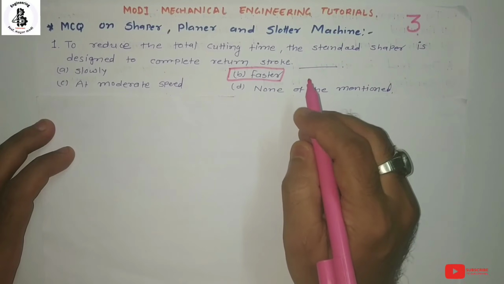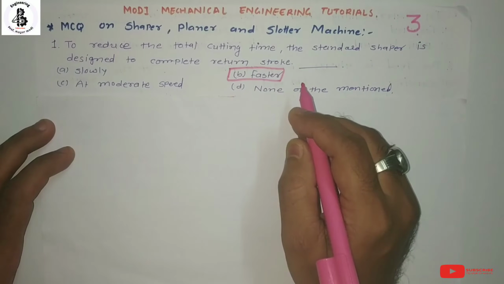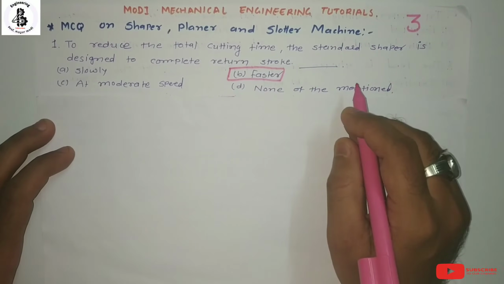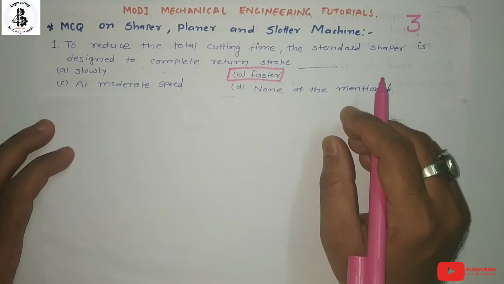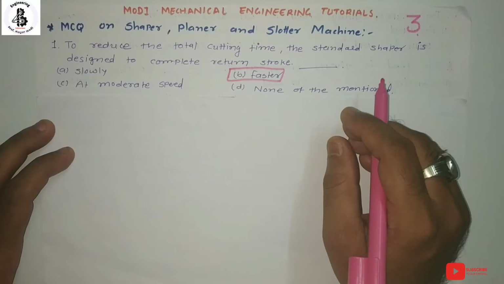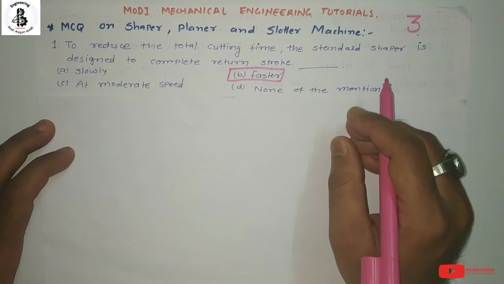So that will need a quick return mechanism. If you want to learn in detail about the quick return mechanism used in a SHAPER machine or SLOTTER machine, you will find a link in my description box.